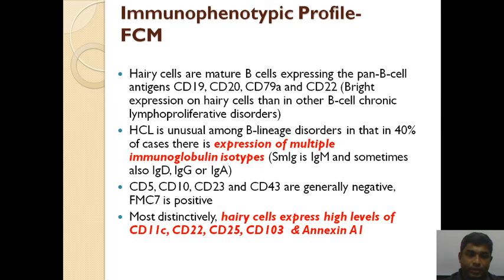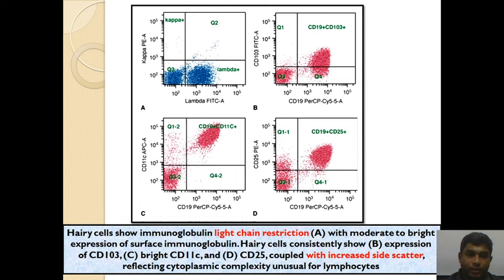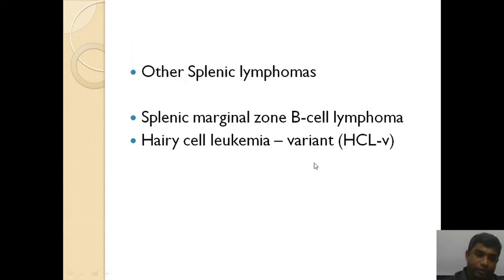So here you can see an immunophenotype flow cytometry plot where you just concentrate on this group of cells. They are CD19 positive, and they are positive for CD103 as well. This group is negative for both. Again, if you see this plot, this group of cells are CD19 positive and CD11c positive, and they are CD25 positive. So this group of cells are positive for CD11c, CD103 and CD25. So this is a feature specific for hairy cell leukemia.